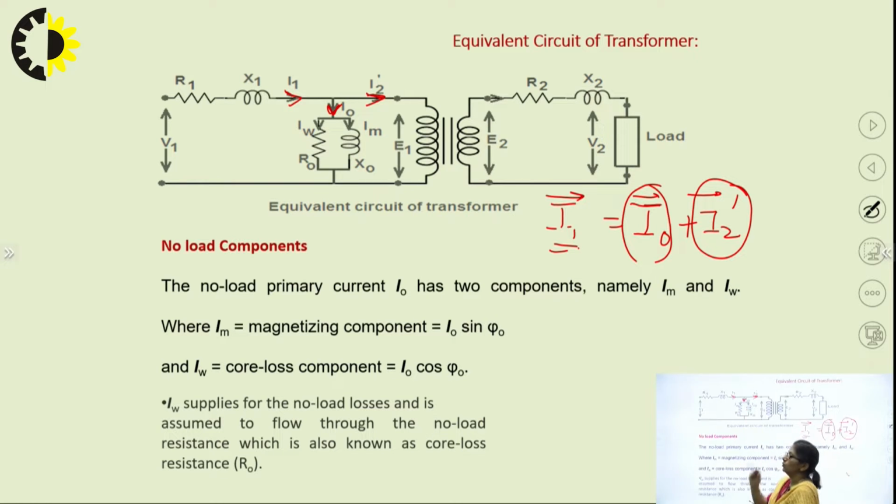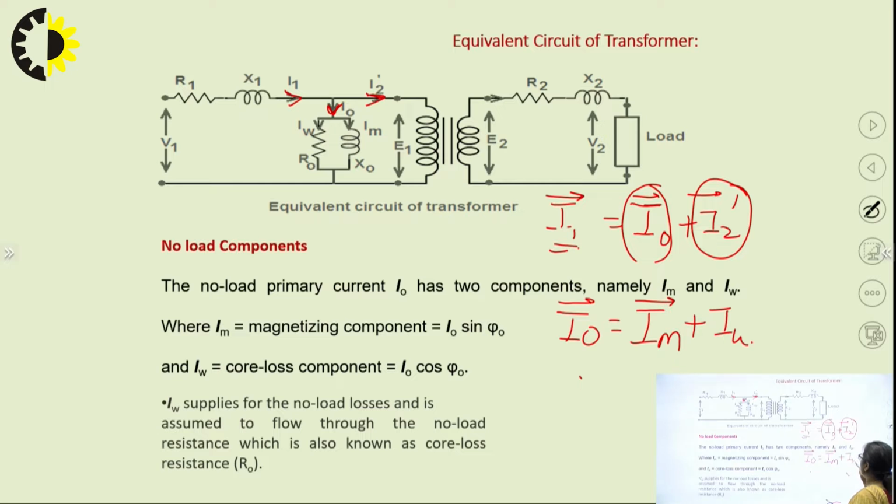Now, this no load current I0, if you see the no load circuit, is again the phasor sum of two components. What are the two components? The magnetizing current and the working current. What is the function of the magnetizing current? To magnetize the core of the transformer, or to establish the flux in the core of the transformer. Similarly, what is IW?